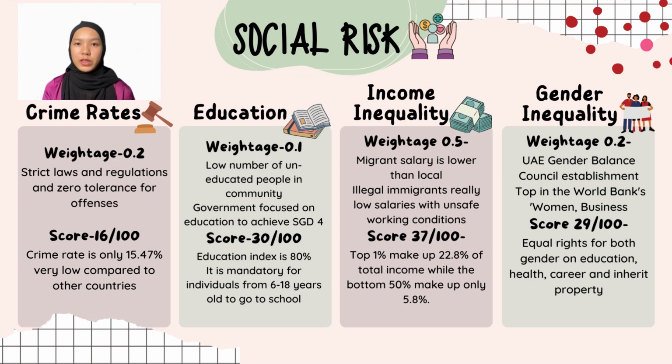Moreover, income inequality weightage is 0.5, which is half of the total weight. Immigrants, either legal or illegal, receive lower salary than the locals. Note that 88% of the UAE population is immigrant. The score given is 37 because according to World Economic Data, the top 1% of local people make up 22.8% of total income, while the bottom only 5.8%.